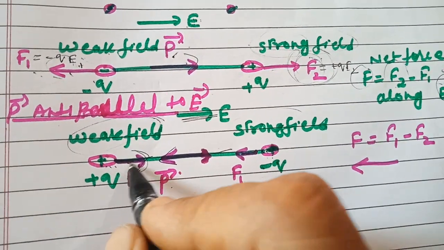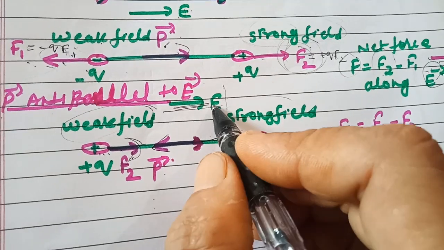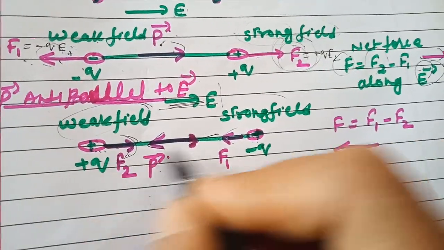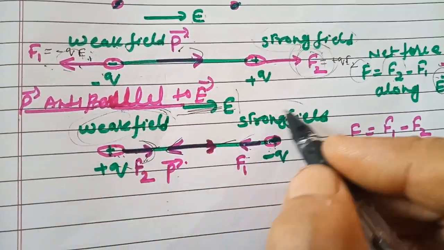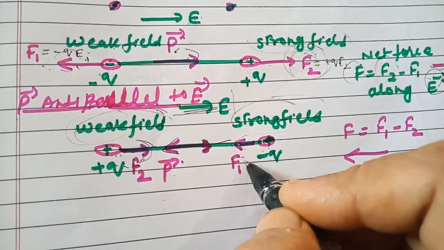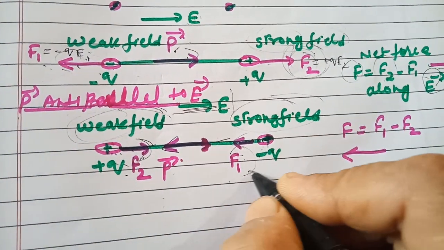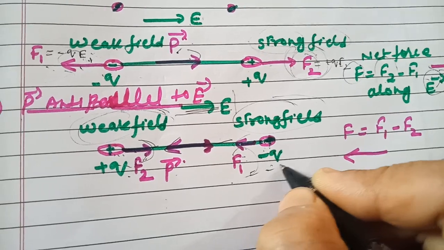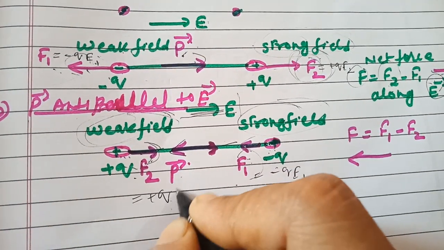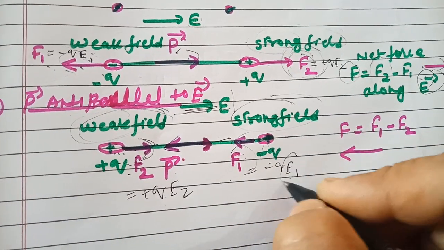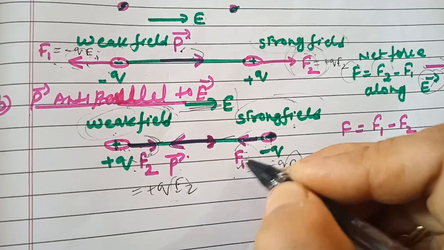Always the plus q charge moves along the direction of the electric field and the minus q charge moves opposite to the electric field. So these are the directions of the forces on the two charges, and this is the weak field region and this is the strong field region. Now in this condition, according to the formula, this is minus qE1 and this is plus qE2. Since E1 is greater than E2, this is a strong field and this is a weak field, so this force is greater than this force.